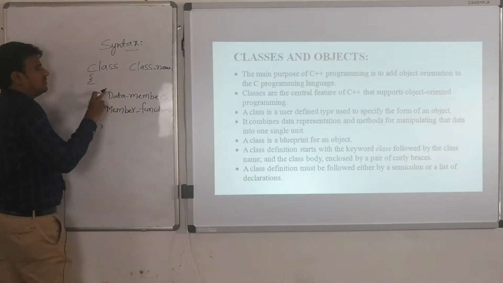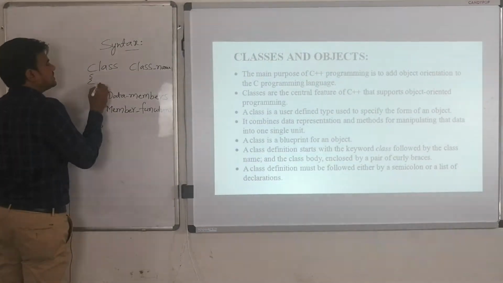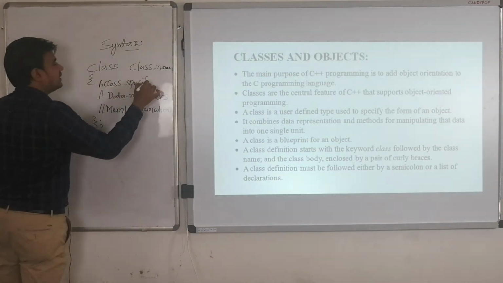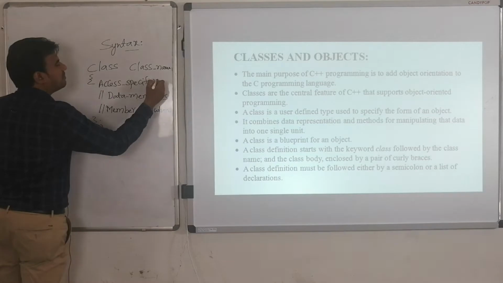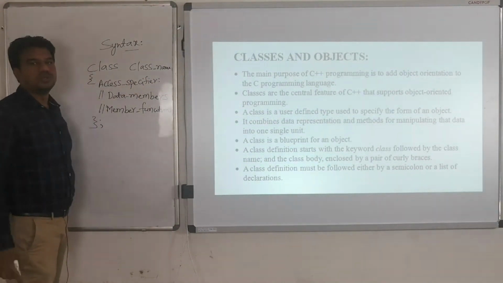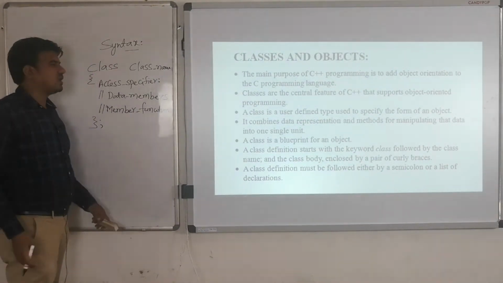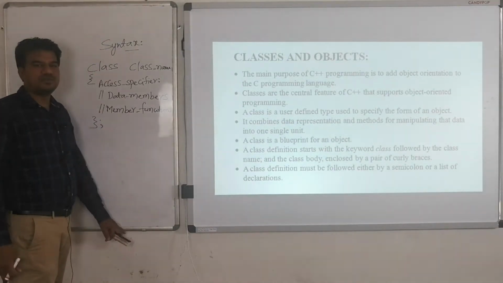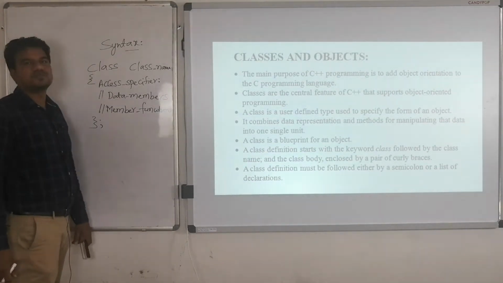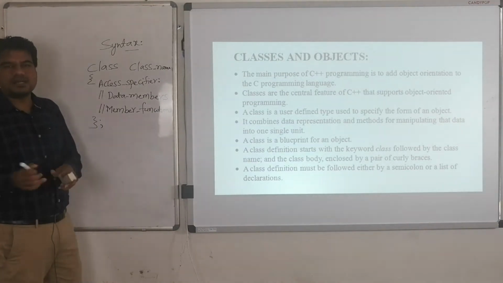Before writing the data members and member functions, we have to specify the access specifier, and this access specifier must be followed by a colon symbol. It is not a semicolon, rather it is a colon. What are access specifiers or access modifiers? We'll see very soon, when we discuss examples of classes and objects. Quickly we'll get into the programming part.